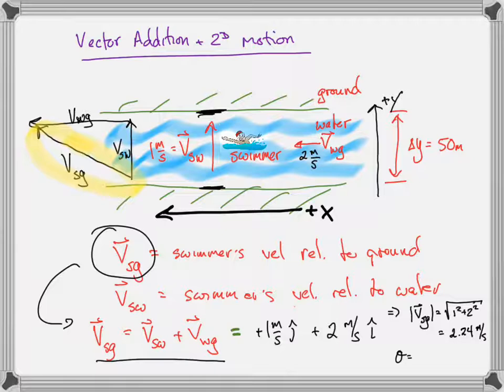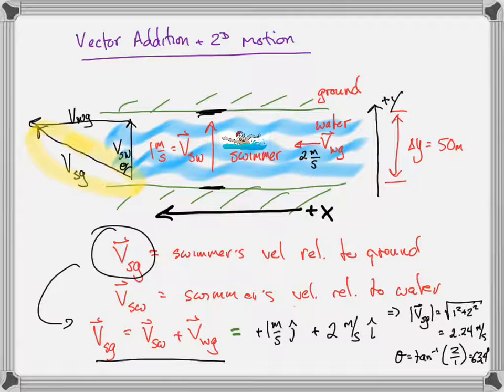And the angle, it depends on which angle we want, but let's just say that we talk about the angle from the original direction being straight across, that's theta. So the angle, we can write that as the inverse tangent of opposite over adjacent, VWG over VSW, so that's 2 over 1. So the angle is 63.4 degrees downstream from the original direction, or counterclockwise from the plus y-axis.